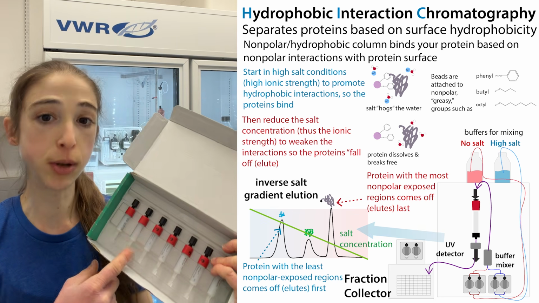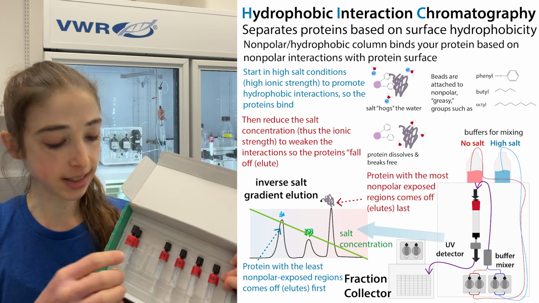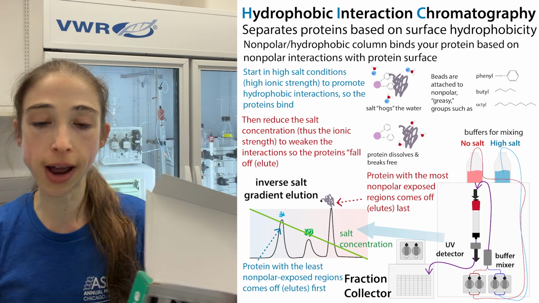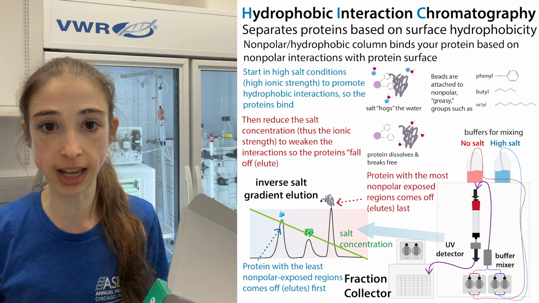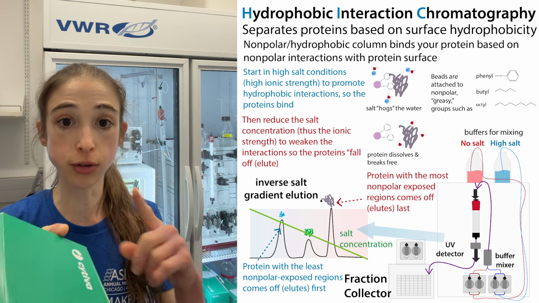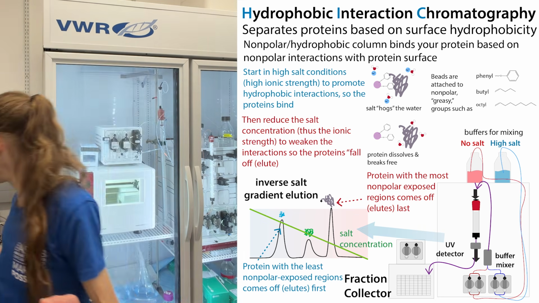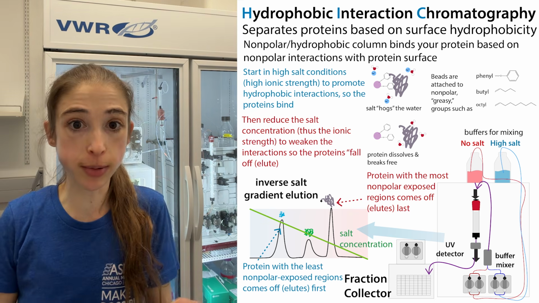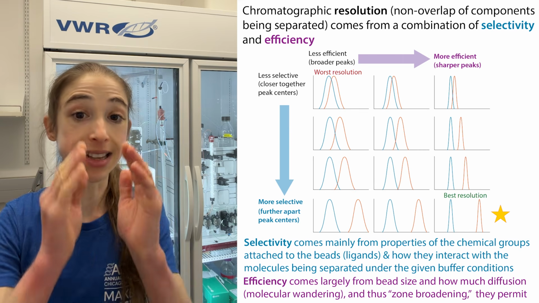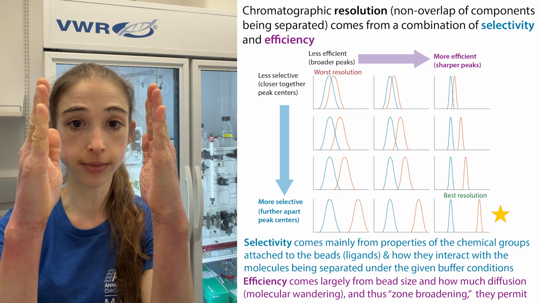There are things like butyl and phenyl groups. You can get different types of ligands attached to these, and those would each have a different interaction profile with the molecules you're looking at. Because typically you're trying to resolve multiple molecules from one another, you want something that's able to differentiate between them, so you want something that's going to be selective. And the selectivity, remember, is how far apart the peaks are.